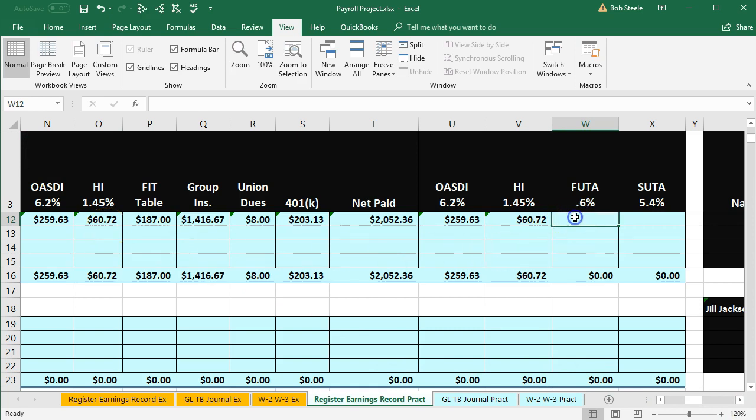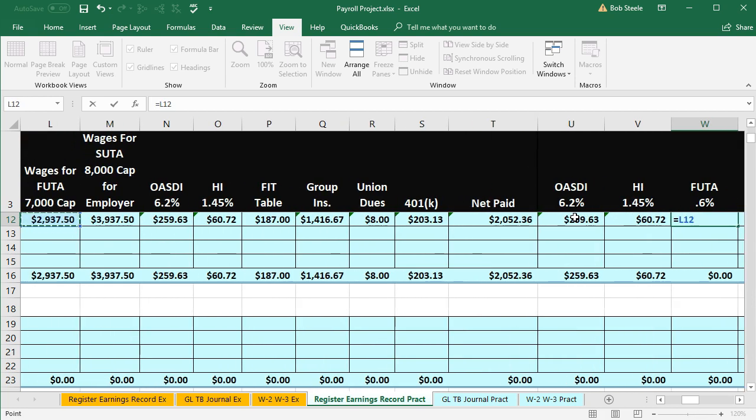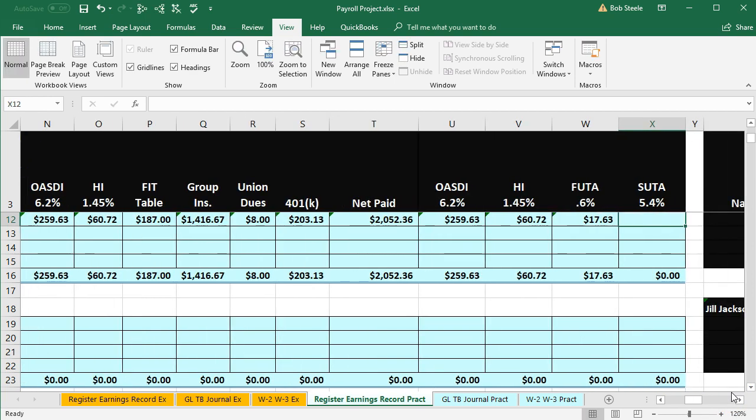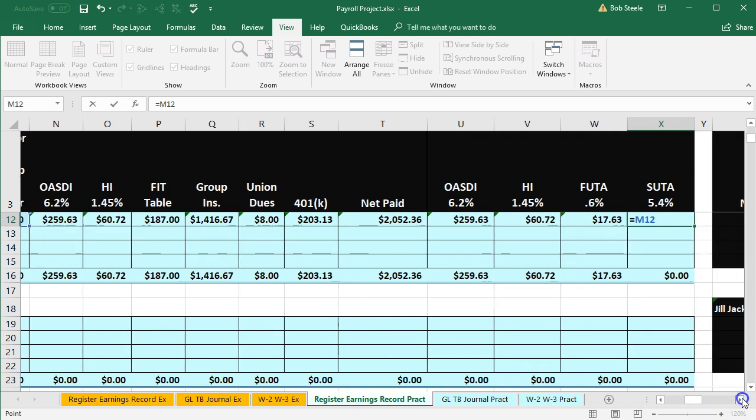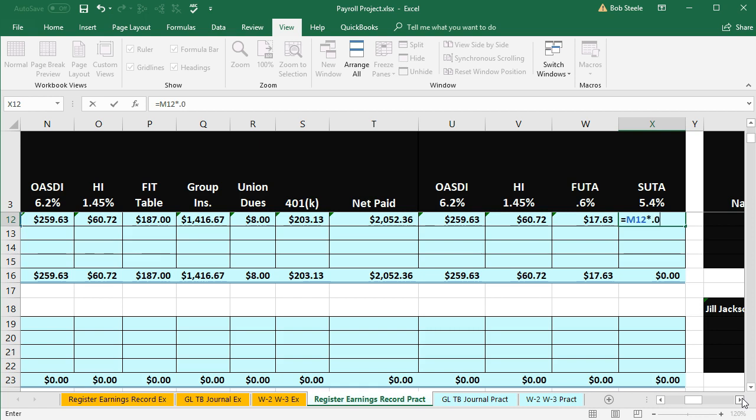And then the FUTA, we have to take the FUTA wages, which is different than what we calculated in the last pay period. That's going to equal this 2,937.50 times 0.006, tab, and then SUTA, which is going to equal the SUTA wages, if we scroll back over, which is this one, in M12, times 0.054, and enter. And so there's going to be that information.